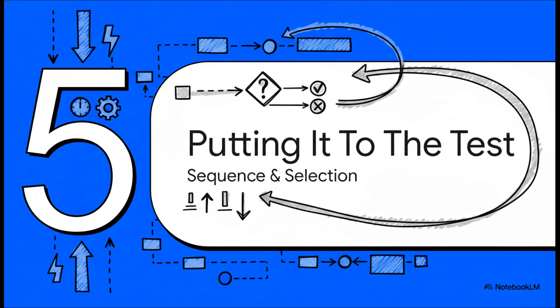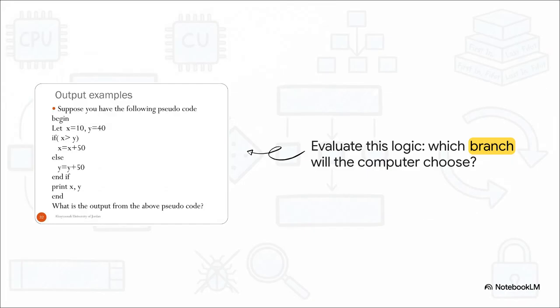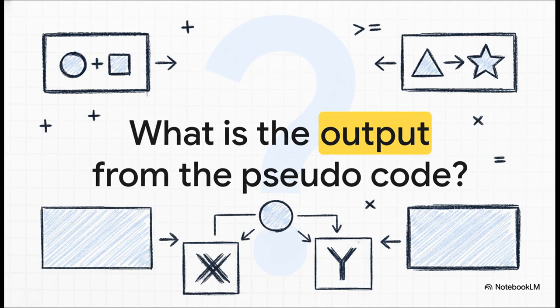Sequence and selection combined. Let's put everything we've learned together for one final challenge. Okay, so our sequence starts by setting x to 10 and y to 40. Then, boom, we hit our selection diamond. If x is greater than y. I want you to evaluate that in your mind right now. Which branch of the if-else statement is the computer going to choose here? Take a really close look at the math inside both the if path and the else path. Based on the decision made back at that crossroads, what are the final values of x and y that are actually going to get printed out at the very end?